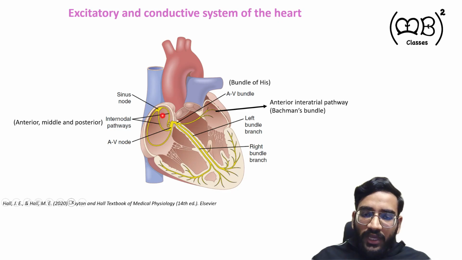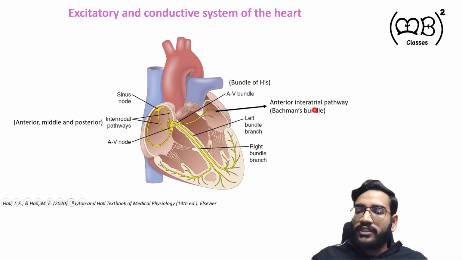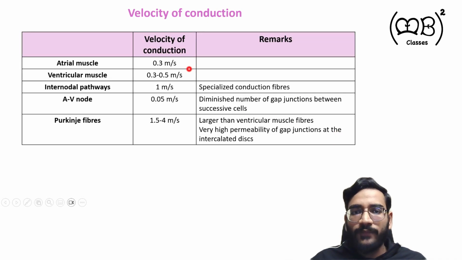Also, from the SA node, there are fibers which are going from the right atrium to the left atrium. These are known as the anterior interatrial pathway, or the Bachmann's bundle. So the anterior interatrial pathway, or the Bachmann's bundle, will connect the right atrium to the left atrium so that the impulse can be transmitted there. So this is the excitatory and the conducting system of the heart.